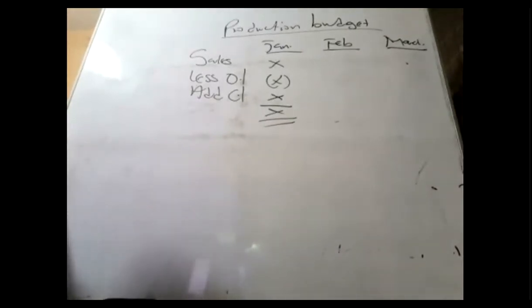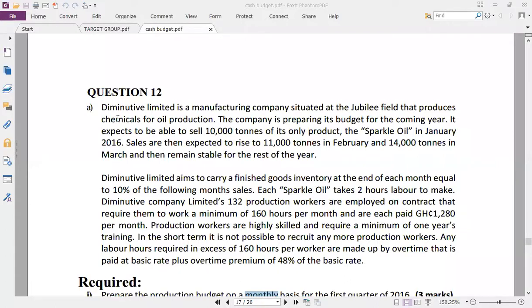So quickly, see the question. It says that Unity Limited is a manufacturing company that produces chemicals for oil production. The company is preparing a budget for the coming year. They expect to sell 10,000 tons in January, so sales is 10,000 in January. Sales in 2016 are then expected to rise to 11,000 tons in February, 12,000 tons in March, and then remain stable for the rest of the year.